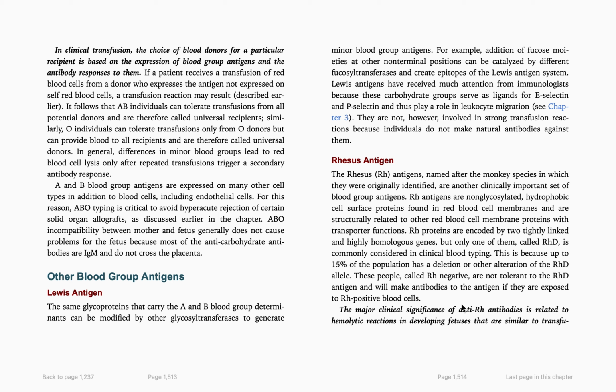This is because up to 15% of the population has a deletion or other alteration of the RHD allele. These people, called Rh negative, are not tolerant to RHD antigen and will make antibodies to it if they are exposed to Rh positive cells. The major clinical significance of anti-Rh antibodies is related to the hemolytic reaction in a developing fetus that is similar to a transfusion reaction.